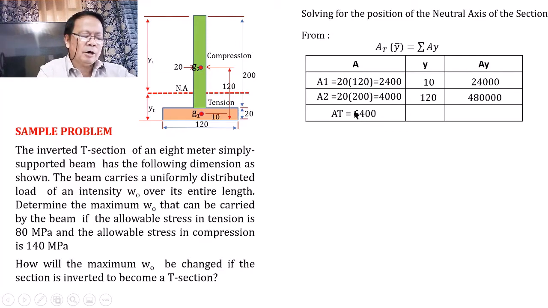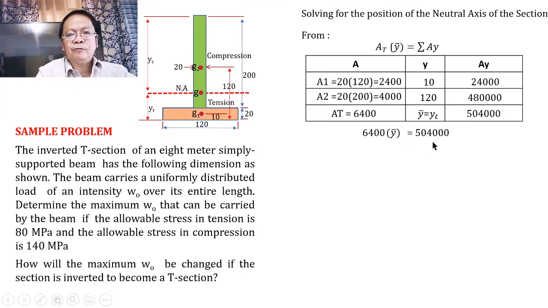The location of the centroid of this area will be somewhere here. Di ba? Nandito. Sa madaling salita, the location of that is equal to y sub t, and that is also equal to bar sub y o kaya y sub t. And if the products AY will be added, you have the summation of AY. If these two are added, you have the sum equal to 504,000. Now, if these values will be substituted in the formula, for A you have 6,400, for bar y you have bar sub y, and the summation of AY will be equal to 504,000.